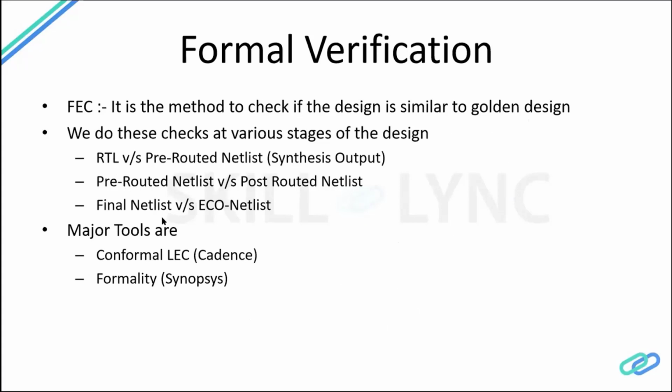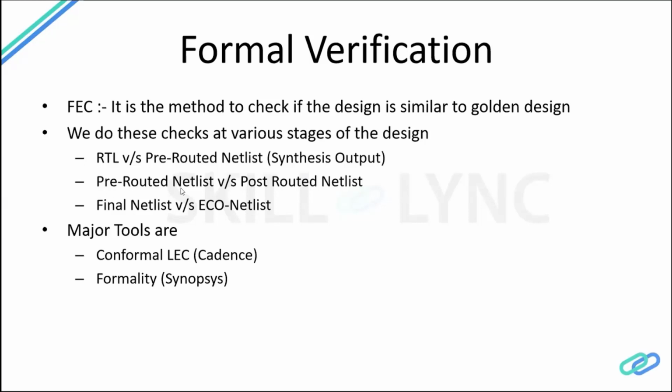At each stage there are different golden designs. If you see here, RTL versus pre-routed netlist, this is the synthesis output. For us, we are assuming that RTL is golden because we have written it, we have done the verification, so we know what the bugs are and we have fixed them. So we are assuming that RTL is golden. Once it is proven that these two are the same, the pre-routed netlist will become our golden.